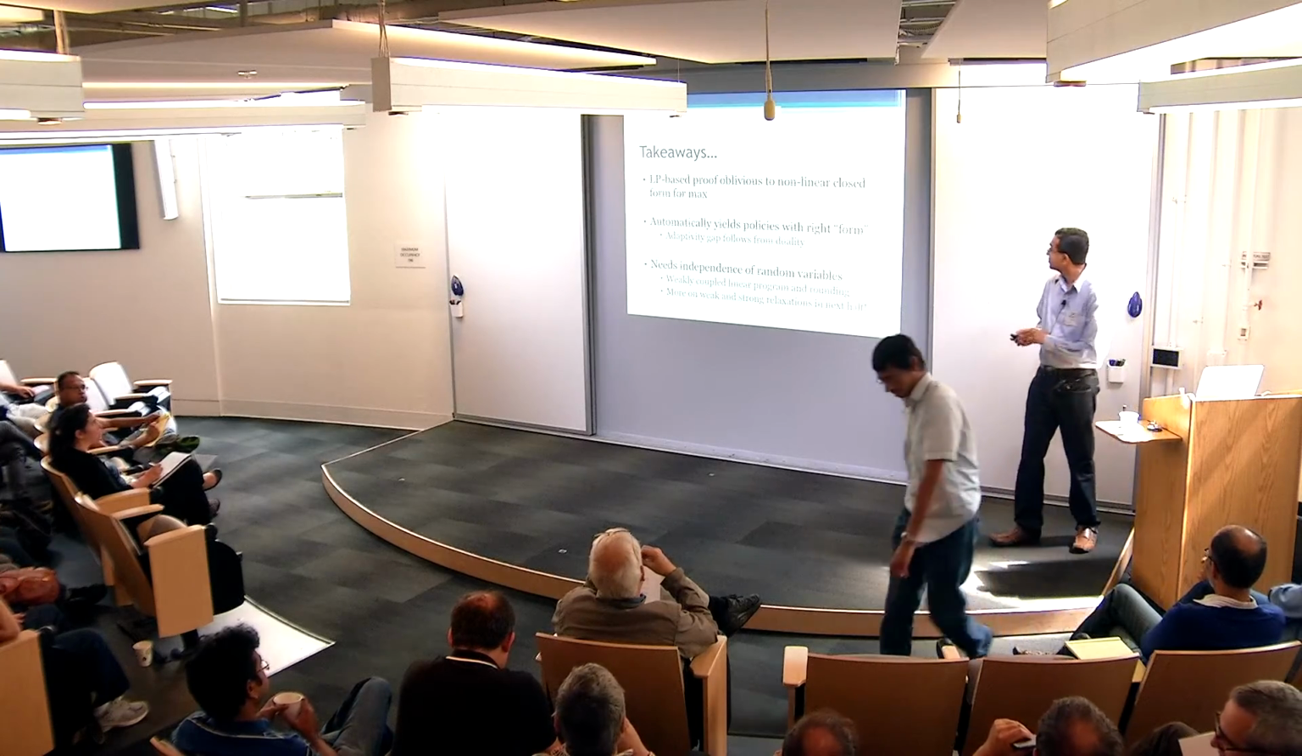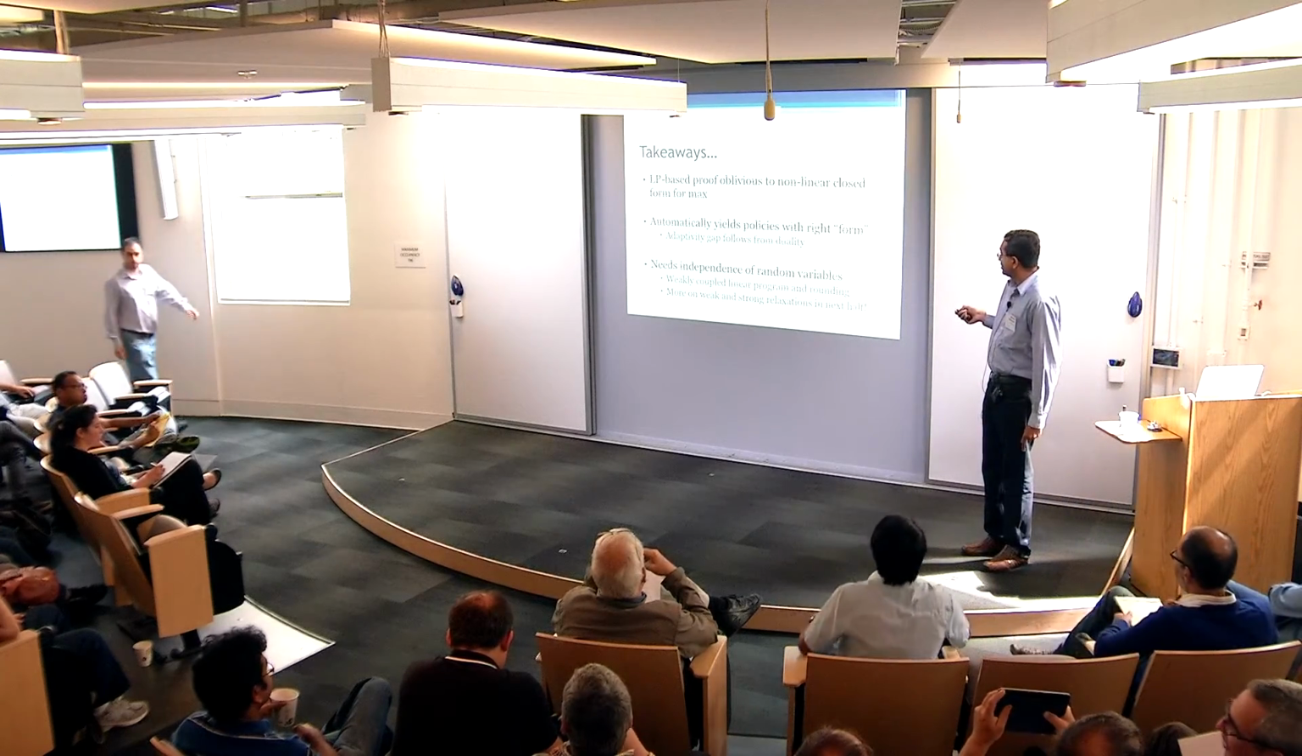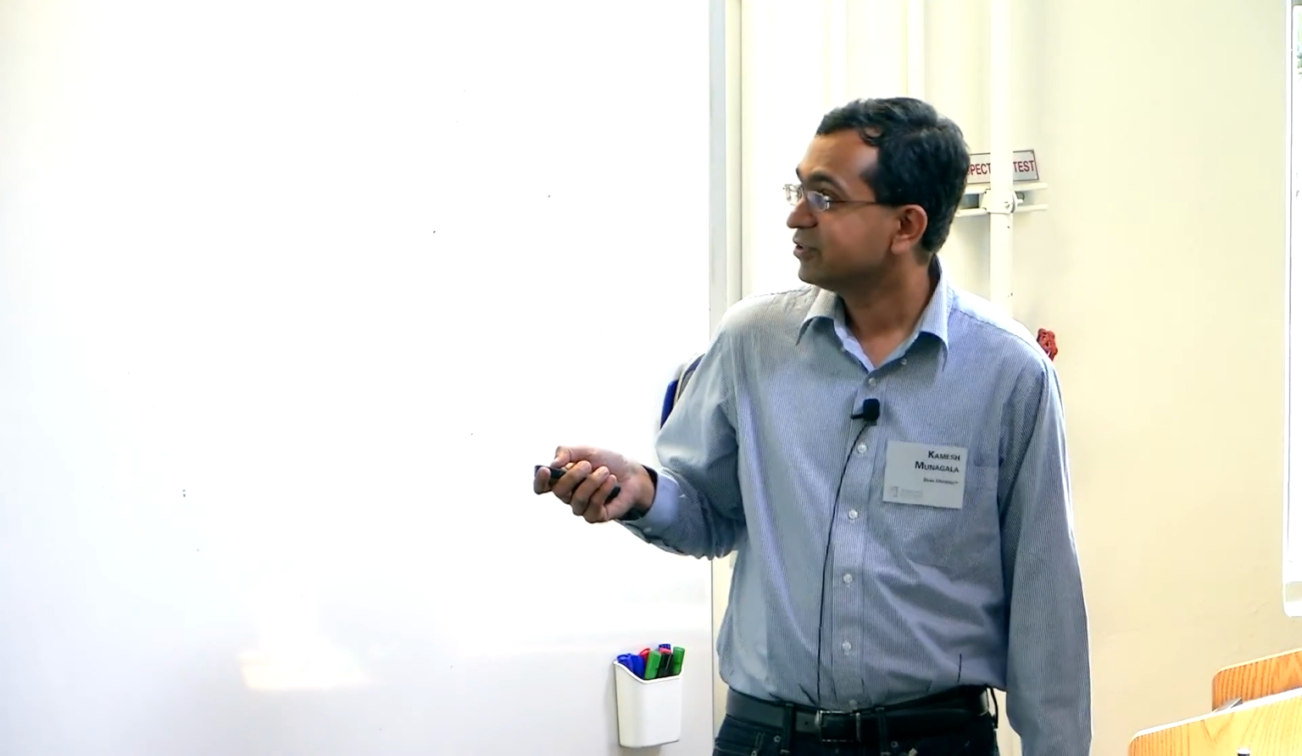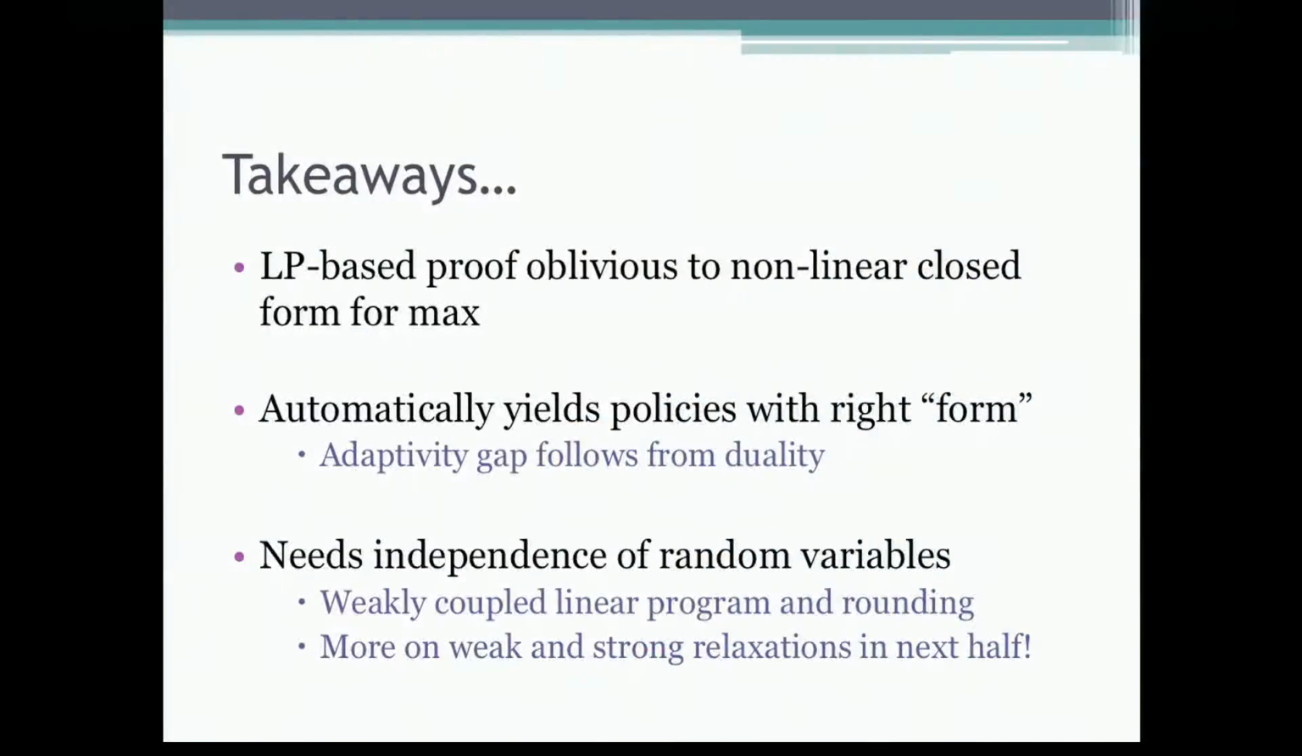Just to recap from the last part, the nice thing about these LPs is that we were trying to find the max of some random variables, and in the LP we didn't use the closed form for the max anywhere. So in that sense, it is nice, and it yields policies with the right form. You get a threshold policy using the dual. But the crucial thing is we needed independence of the random variables. The whole LP business doesn't work if you have correlated random variables.